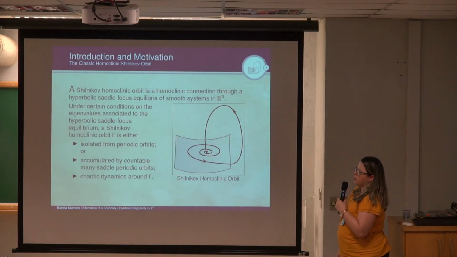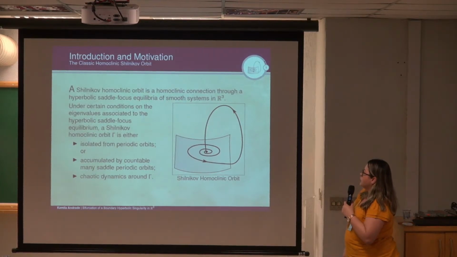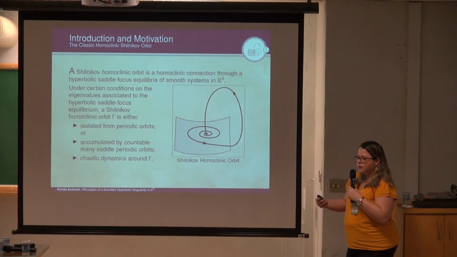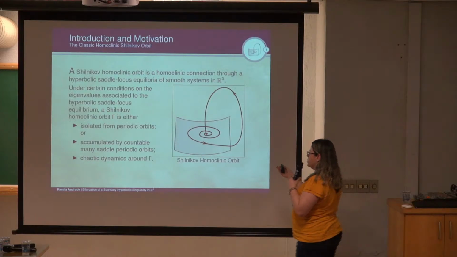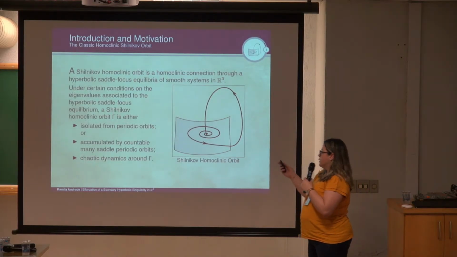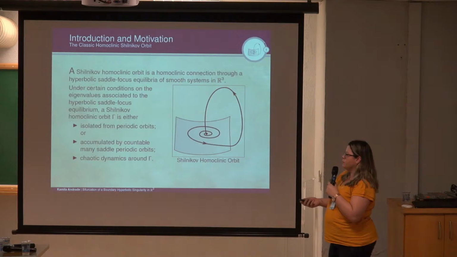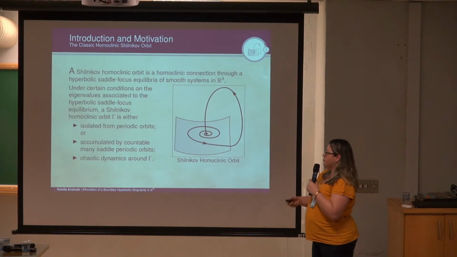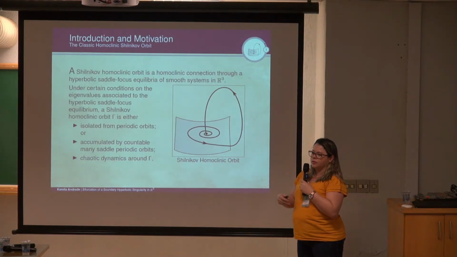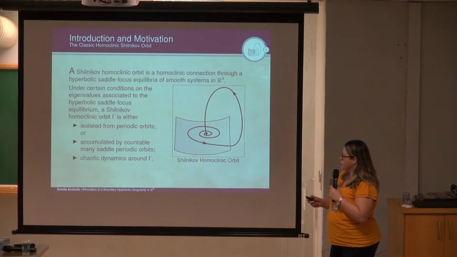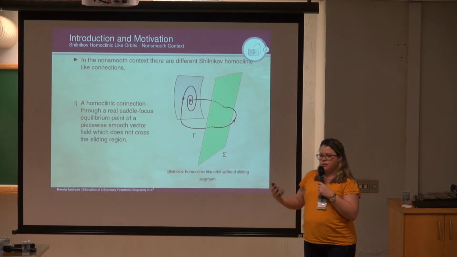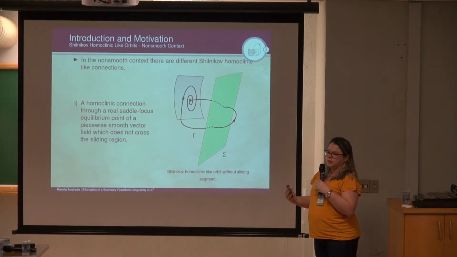So, a sliding Shilnikov homoclinic orbit is a homoclinic connection through a hyperbolic saddle-focus equilibrium of a smooth system. And under certain conditions on the eigenvalues of this equilibrium, it is possible to show that this homoclinic connection is isolated from periodic orbits, or it is accumulated by countably infinitely many saddle periodic orbits. And also, there is chaos near this structure under certain conditions. In the non-smooth context, we can try to extend this type of connection in different ways.